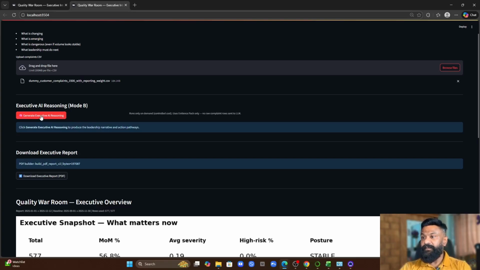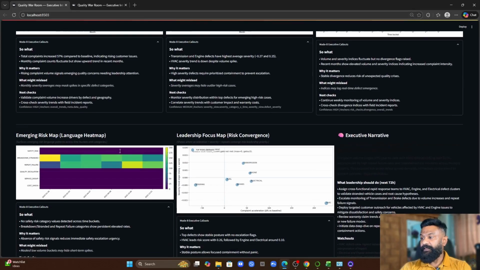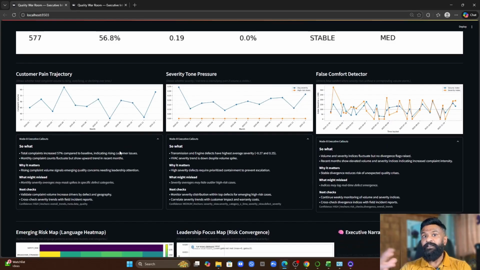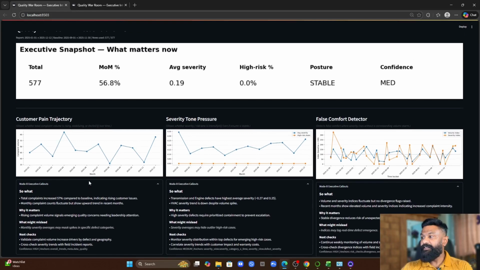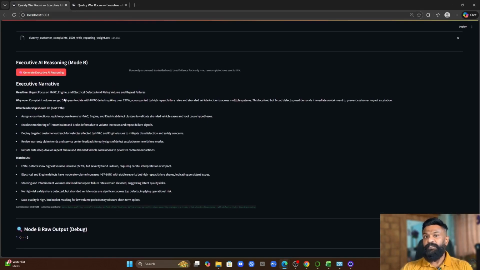So when I click here on generate executive AI reasoning, what is happening? These charts are now talking to AI. So these are talking to big AI models, LLMs, and for each chart there is a verdict. For each chart there is an interpretation. So this is missing in many legacy software. And then for executives or CEOs, if they want to see whether the situation is getting better or worse, within a few bullets, thousands of lines of data, the analysis will be available for you.